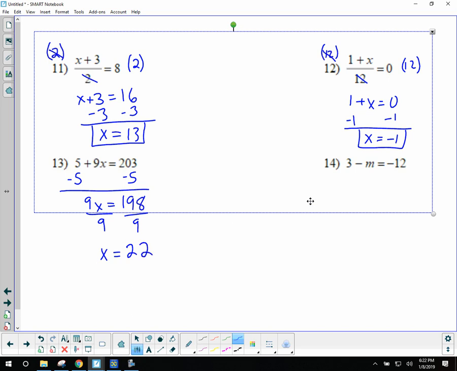Over here, again, subtract the 3. And get negative m equals negative 15. And just like we talked about in class, I would divide by negative 1. So these negatives cancel. M equals 15.